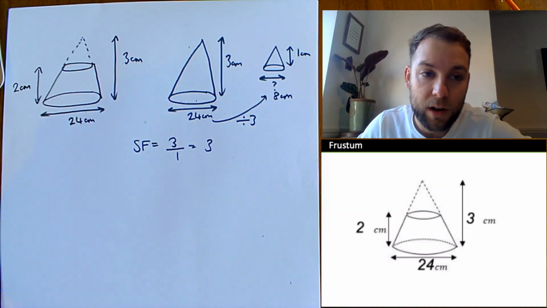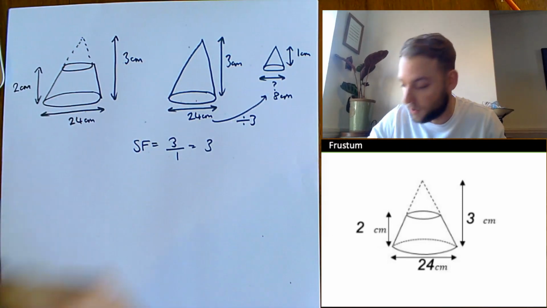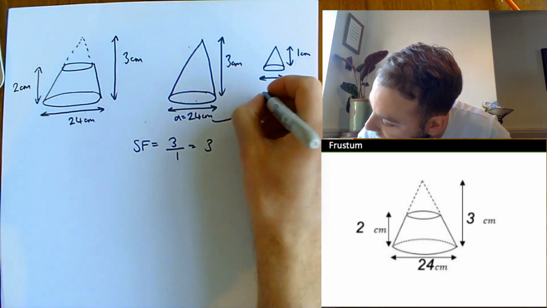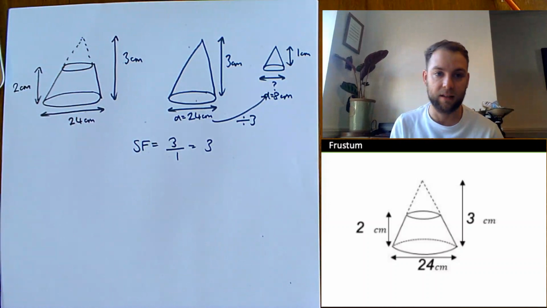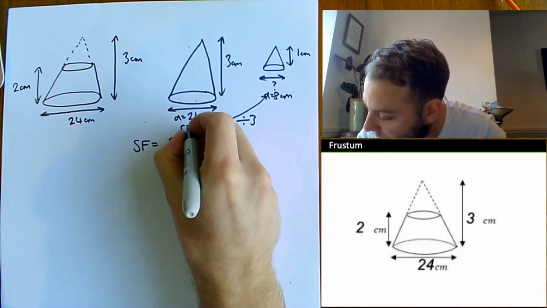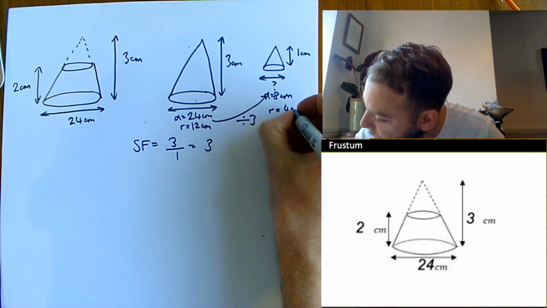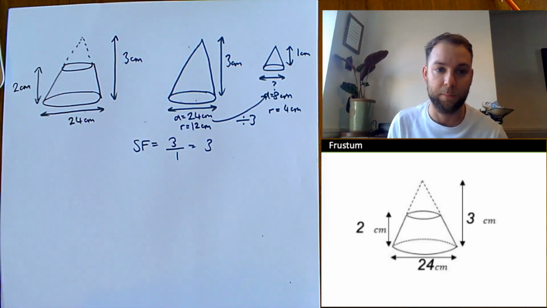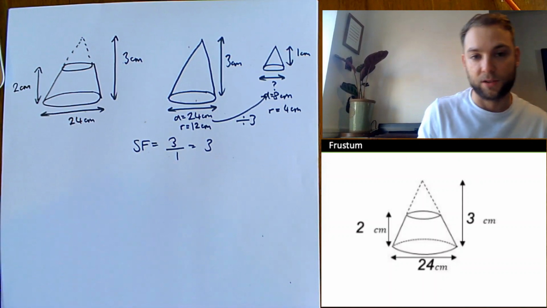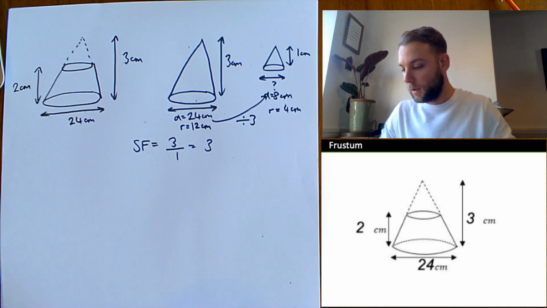Now, with this one here, it's worth noting that these are both diameters. And actually, I'm going to write on here, D is equal to this and D is equal to this. Because I don't want the diameter, I actually want the radius. So the radius in this case is 12, and the radius in this case is equal to 4 centimeters. That's really important, that you're not using the diameter. There's a few places here we could slip up.